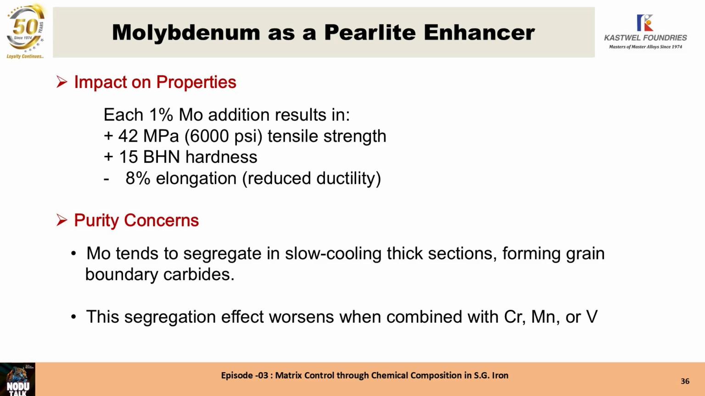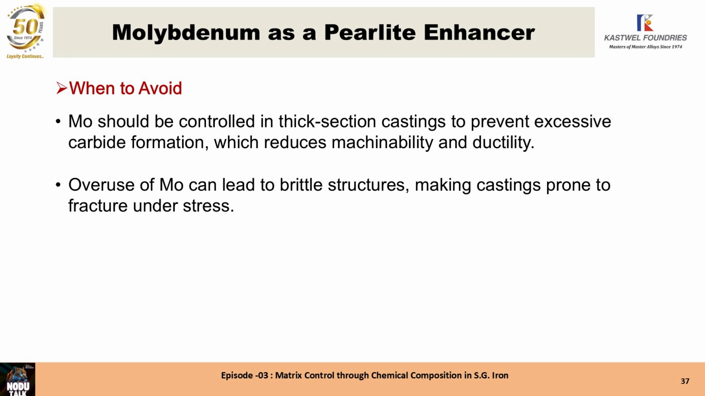Purity concerns. Molybdenum tends to segregate in slow cooling thick sections, forming grain boundaries. This segregation effect worsens when combined with elements like chromium, manganese, or vanadium. When to avoid molybdenum? Molybdenum should be controlled in thick section castings to prevent excessive carbide formation, which reduces machinability and ductility. Overuse of molybdenum can lead to brittle structures, making castings prone to fracture under stress.